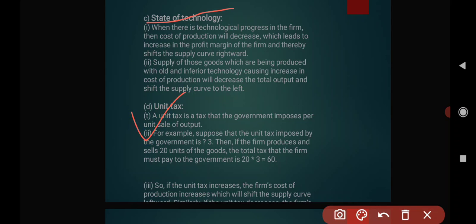Now, if the tax imposed on a good, like you all have heard about GST, so if the government imposes a higher tax on a particular good, then the supply of the commodity will not increase as its demand. But if the government imposes less tax, then the supply of the commodity will increase.